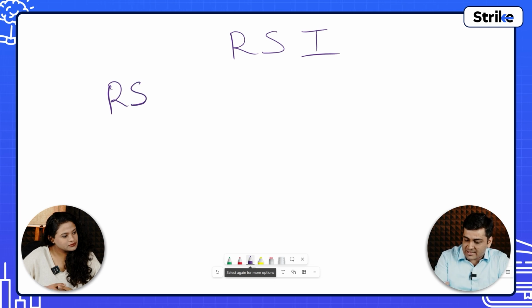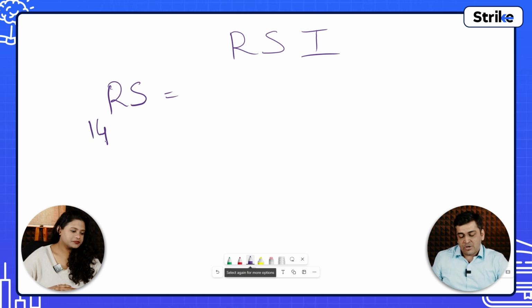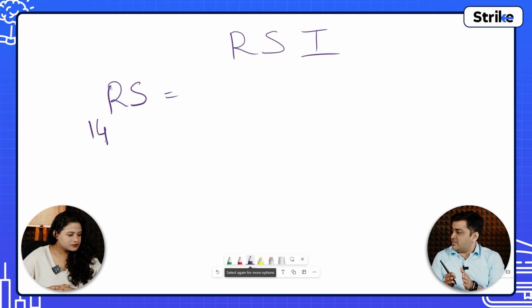Let me take you through the formula of RSI first. It's very important. Before we calculate RSI, we calculate something called RS, that is relative strength. I'll keep things very simple. RS is nothing but, first of all, for how many days we want to calculate the speed. By default, people take a 14 period RSI. So in the last 14 days if it is a daily chart, last 14 weeks if it is a weekly chart, and so on.